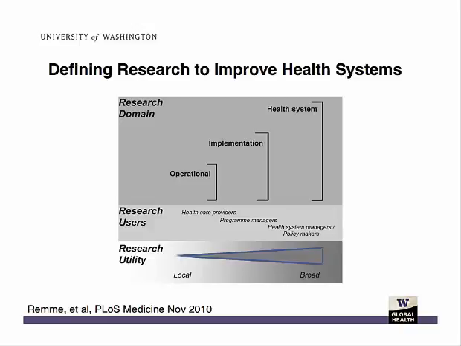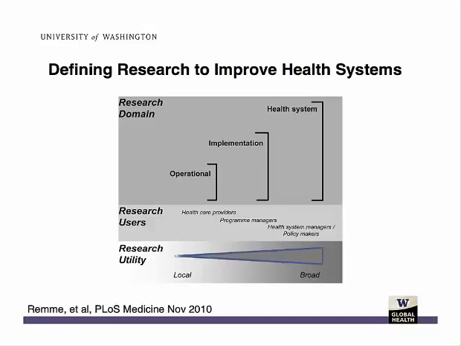So here you can see a framework that is broken down into 3 different areas that define 3 different domains of research. The research domain being operational, implementation, health systems research. The research users being healthcare providers, program managers, health system managers, and policymakers. And then the research utility, or where will the information be used to improve the decision making at a local level or at the broadest level.